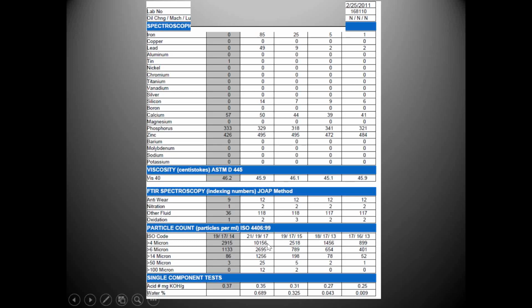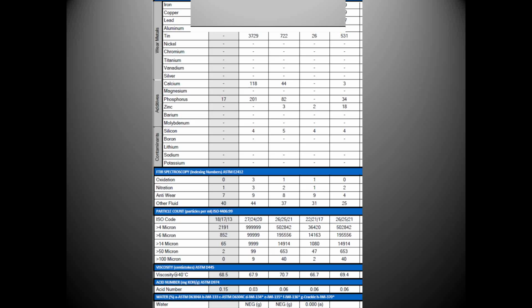If you go down here to your ISO codes, we can see as the ISO code goes up, the number of particles goes up. But also down at the very bottom line here, we see our moisture. If you're doing this every month or two, we see our moisture levels going up. So when our moisture level gets up around to this point right here, we should probably be changing that oil or looking at a way to get the moisture out, because as the moisture increases, our lubricant's going to change to something that's no longer a lubricant.